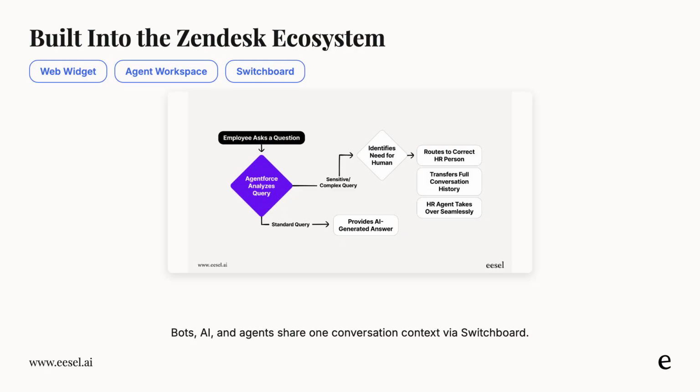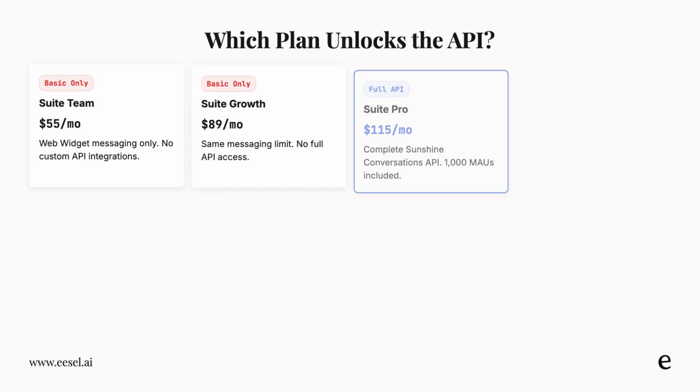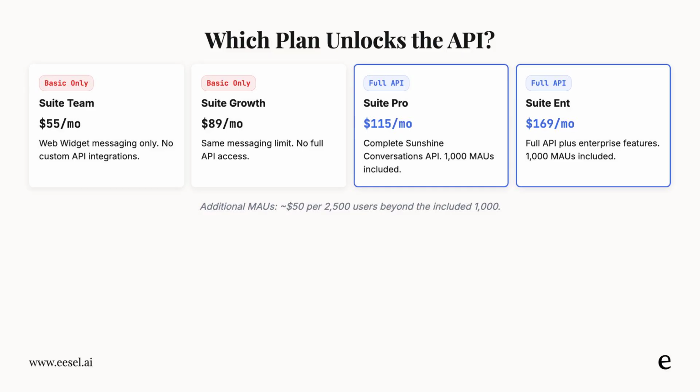Full API access requires Suite Professional at $115 per agent per month, or Suite Enterprise. Team and growth plans include the web widget for basic messaging, but don't unlock the Conversations API for custom integrations. Each plan includes 1,000 monthly active users, with additional packs available at around $50 per 2,500 users.